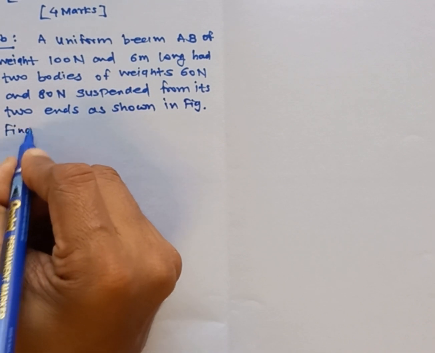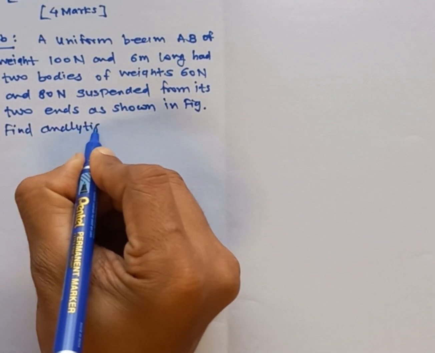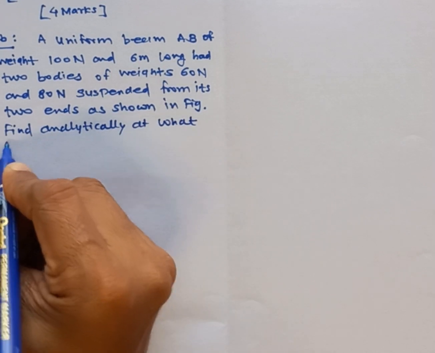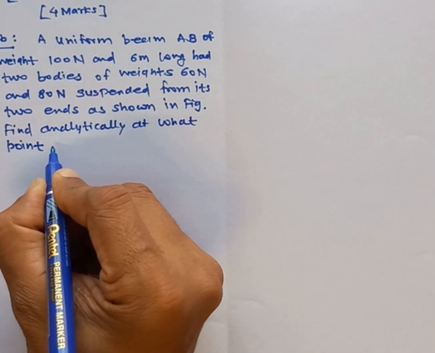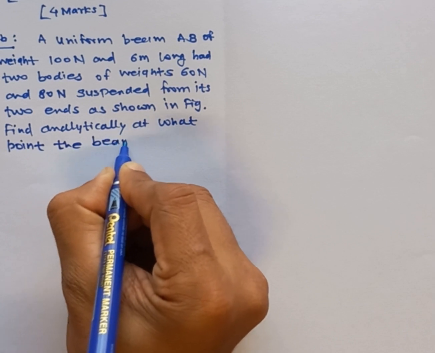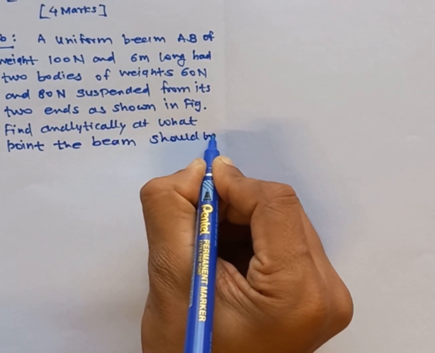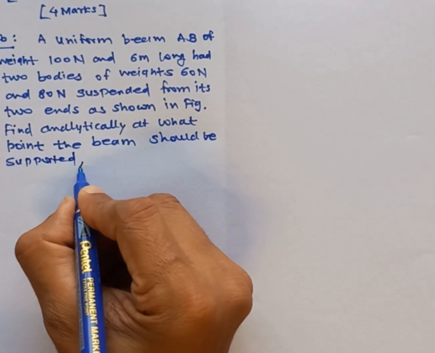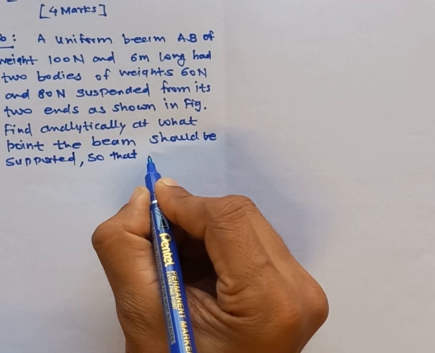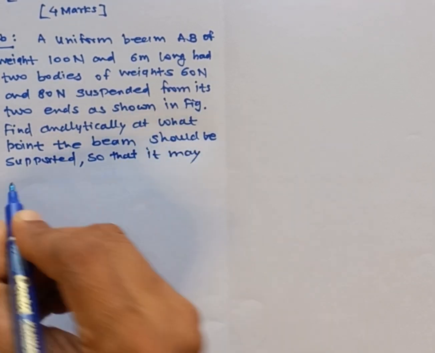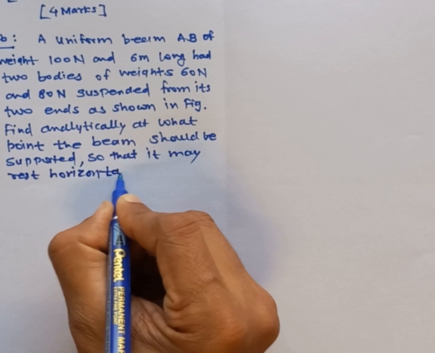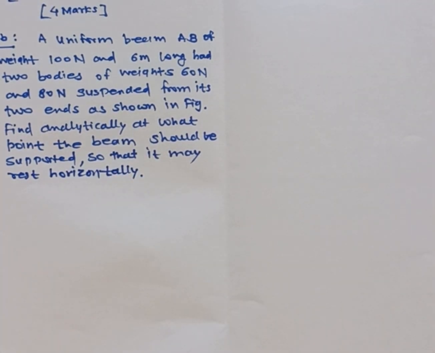Find analytically at what point the beam should be supported so that it may rest horizontally. Okay, in short, we want equilibrium of the beam. It should be stable, right?